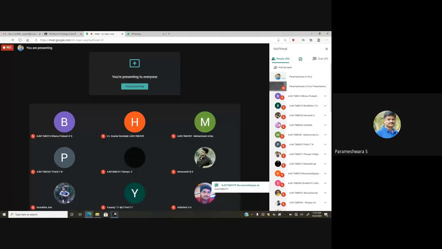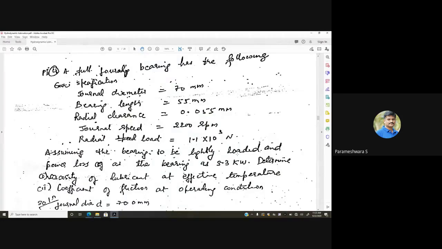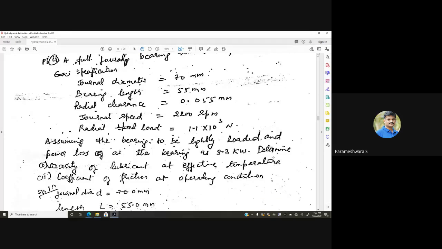Assuming the bearing to be lightly loaded and the power loss in the bearing as 3.3 kilowatt, determine the viscosity of the lubricant at effective temperature and the coefficient of friction at operating condition.